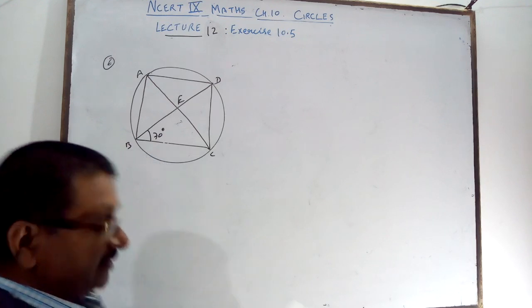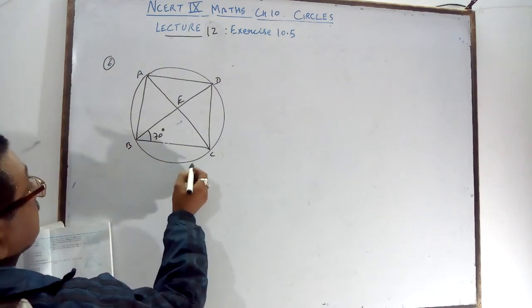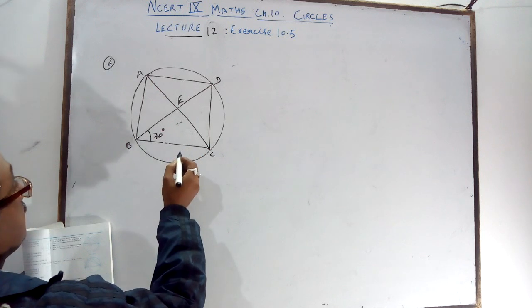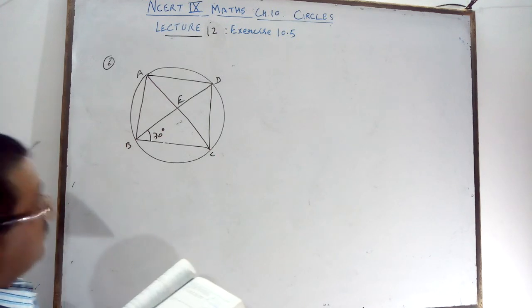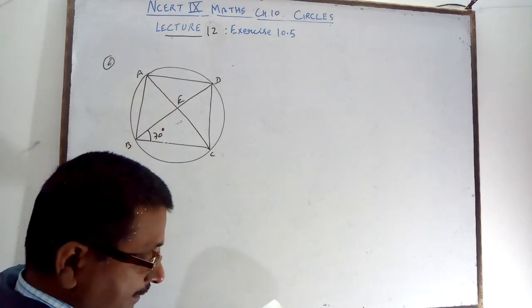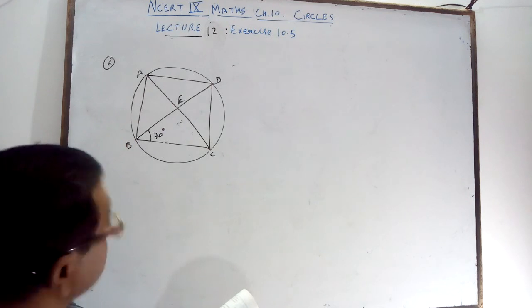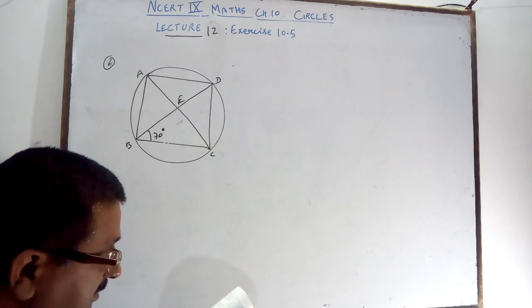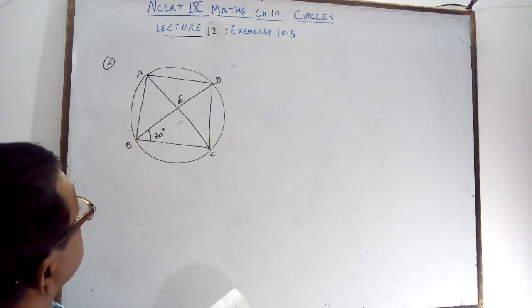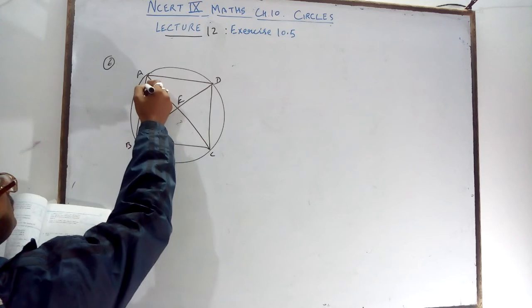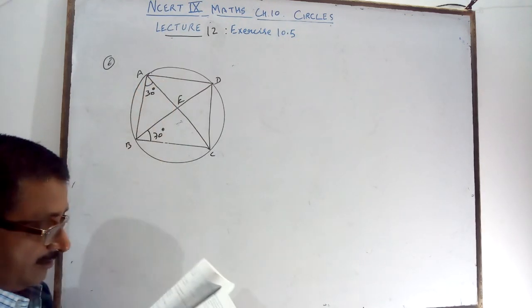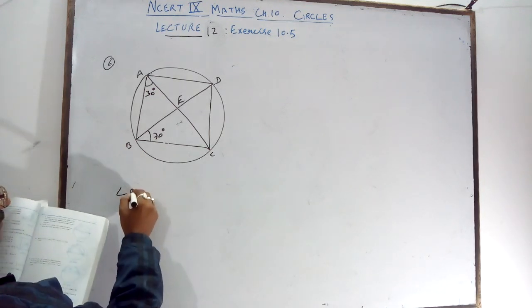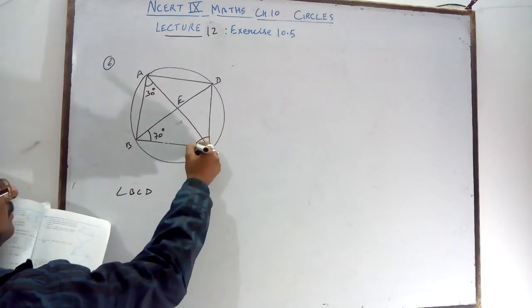Angle BAC is 30 degrees. Angle DBC is 70 degrees. The diagonals intersect at point E. Angle BAC is equal to this angle, and this angle is given 30 degrees. Find BCD, this angle.